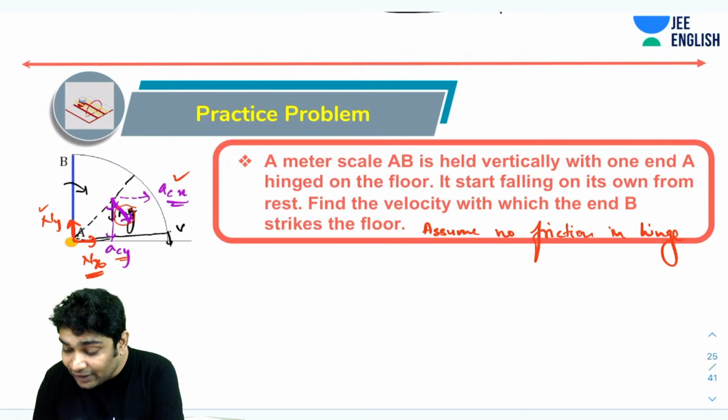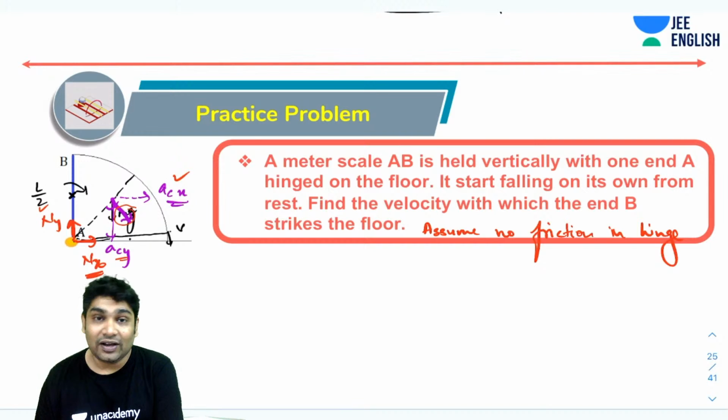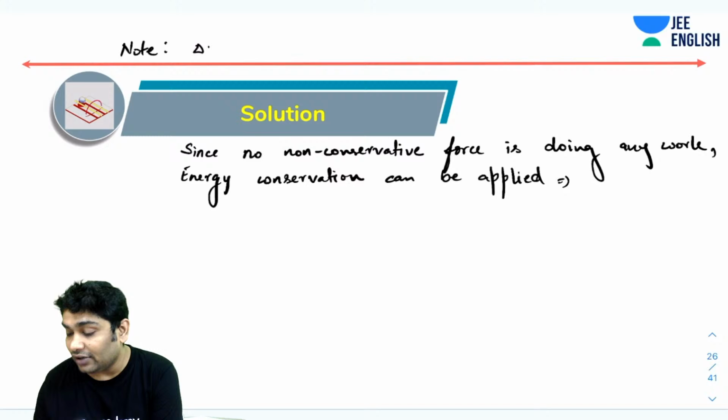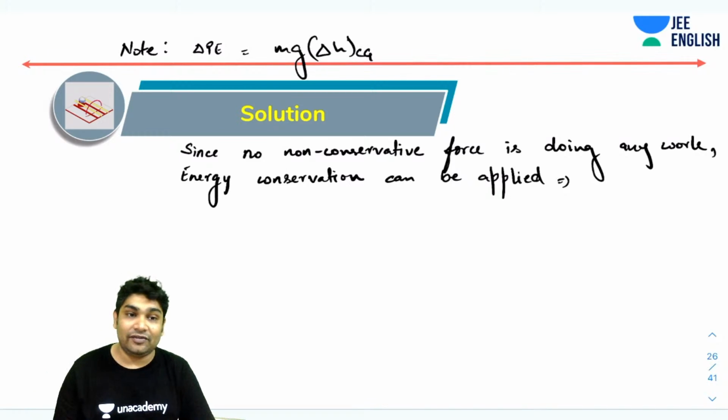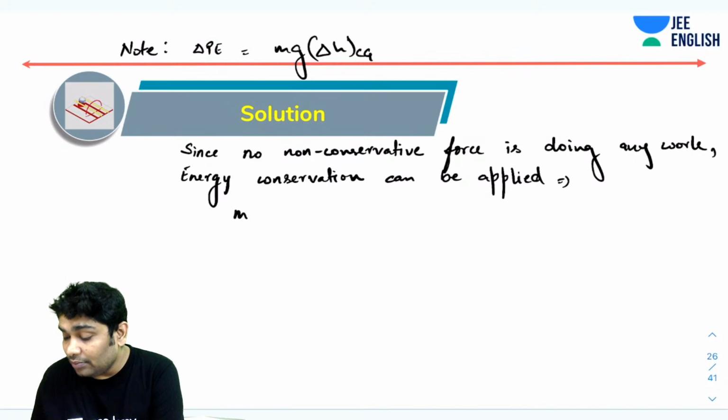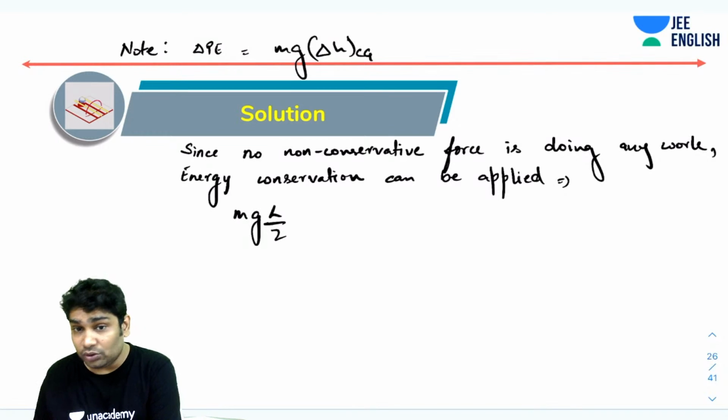सेंटर ऑफ ग्रेविटी भाई यहाँ था L/2 पर, और अब यहाँ आ गया, फाइनल क्वेश्चन में सेंटर ऑफ ग्रेविटी कितना नीचे आया है. तो प्लीज नोट, आप एक नोट बना लो. नोट, व्हेनेवर यू कैलकुलेटिंग डेल्टा पी इज एम जी टाइम्स डेल्टा एच सी जी. हमेशा सेंटर ऑफ ग्रेविटी का हाइट का डिफरेंस देखोगे. ठीक है, सो यहाँ पर कितना हुआ, mgL/2. दिस इज दी लॉस ऑफ पोटेंशियल एनर्जी. It should be equal to gain in kinetic energy.